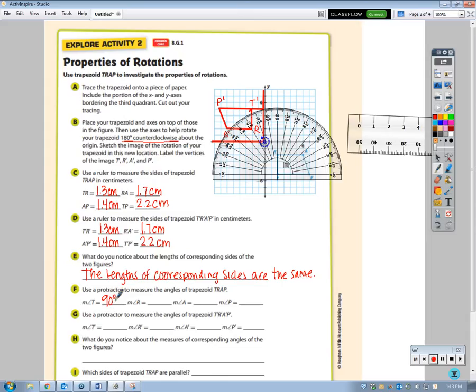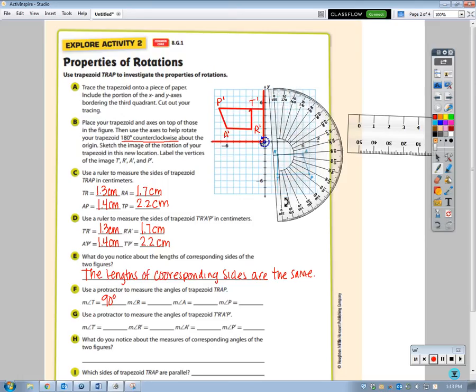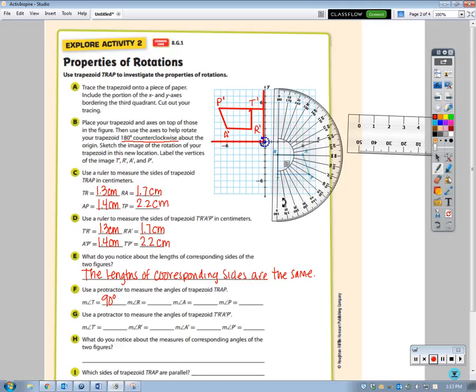Make sure I use my degree symbols. Measure angle R, which is my top one here, so I need to slide that up. Spin my protractor. It is also 90 degrees. And you can tell that without a protractor, if you're looking at our grid lines, if they're lining up with grid lines like that, then they're 90 degrees.